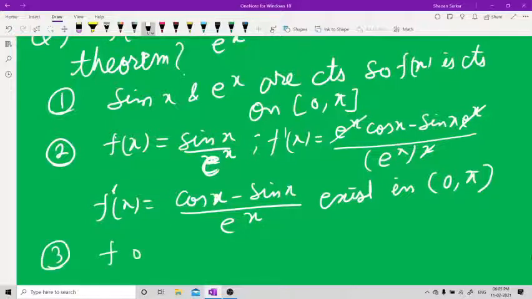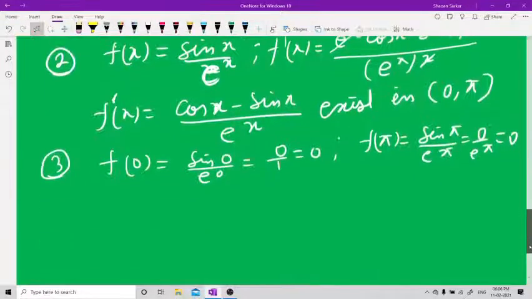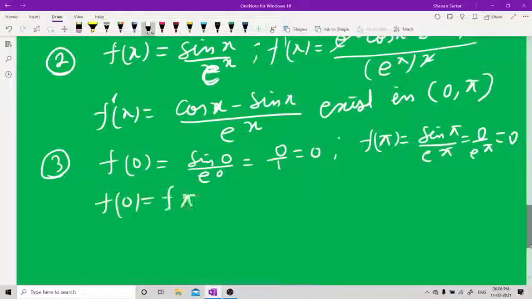Third, f of 0, that is sin 0 upon e to the power of 0, is 0 upon 1, and this is 0. f of pi is sin pi upon e to the power of pi, which is 0 by e to the power of pi, is 0. So f of 0 is equal to f of pi, the third part of Rolle's theorem. So the third part of Rolle's theorem has been verified.